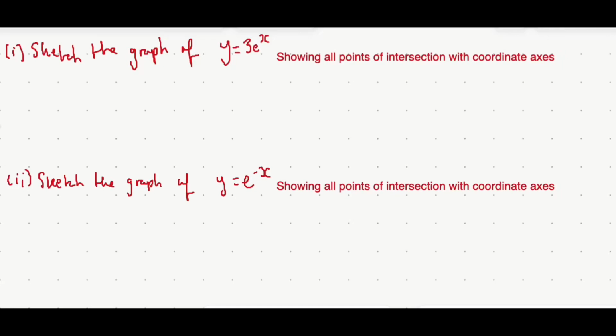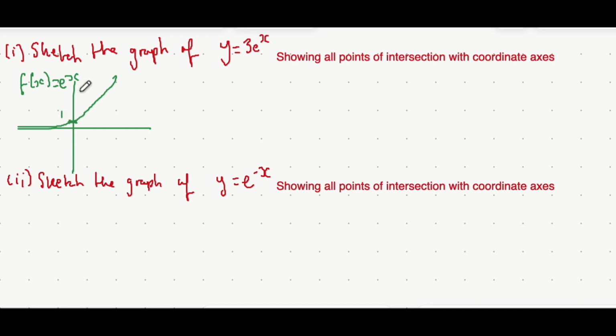We're going to have a look at sketching two different types of exponential graphs. To help with this question, I'm going to very briefly draw the graph that you should be aware of, which is the graph of e to the x. Let's call that f of x for this question. And we're going to use this graph constantly throughout the whole question.